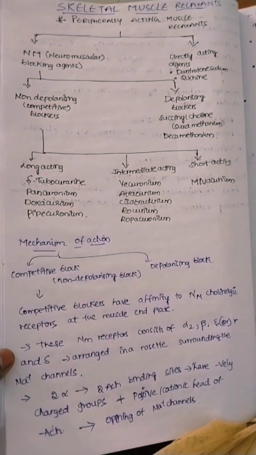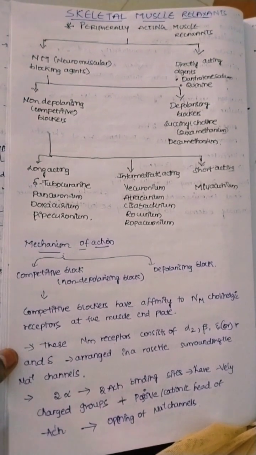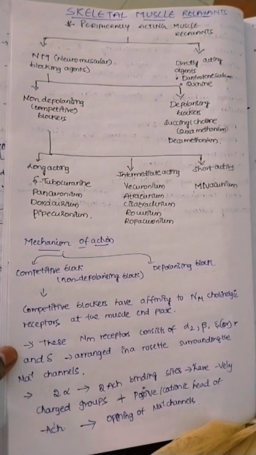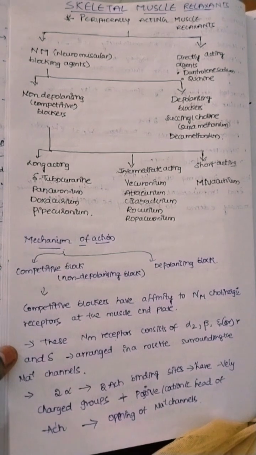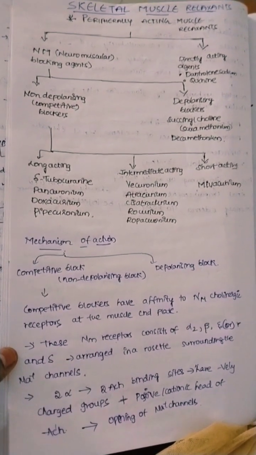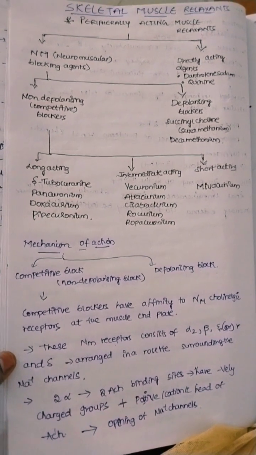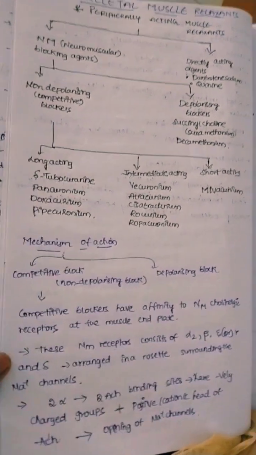It is very important to know the mechanism of action to understand the effects of the drug at different organs, different sites. What is the mechanism of action? This acts by two types. One is competitive block, another one is depolarizing block. Competitive block we call as non-depolarizing block.